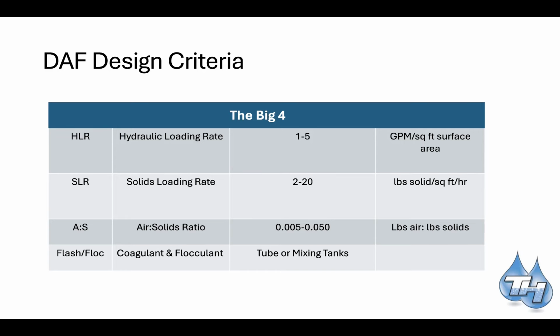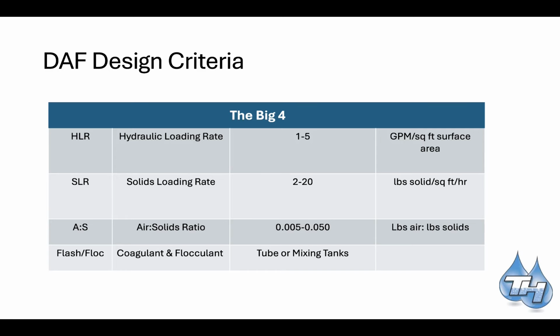You have the HLR, hydraulic loading rate. You have the SLR, the solids loading rate. You have an air to solids ratio, and then you have a coagulant and flocculant, and you have choices within each of these categories. So let's go through a bit of an example criteria, if you will.